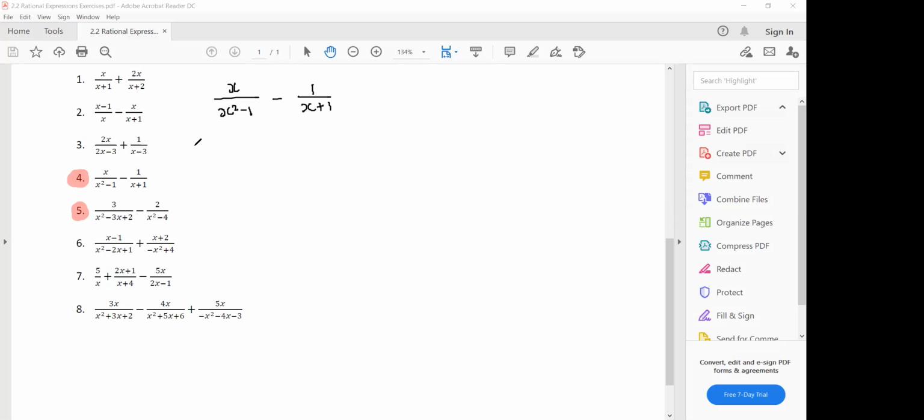I'm going to factor first. So when you do number 5, do this as well. X squared minus 1 is an example of difference of squares. So I can just write x plus 1 and x minus 1, minus x plus 1.